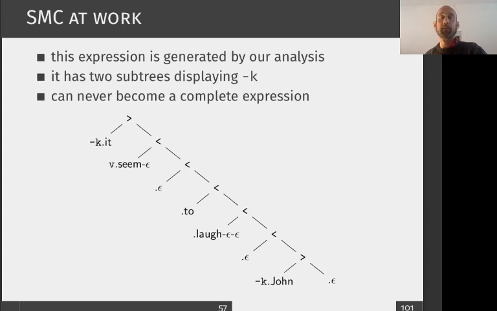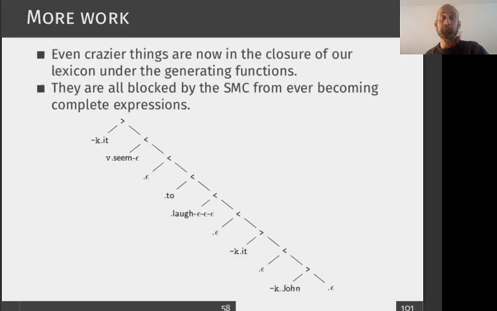Okay? This expression is also generated by our analysis. It also has two subtrees that have a minus k feature. It can also never become a complete expression. Even crazier things are in the language we generate, but they're all blocked by this constraint on movement from ever becoming complete expressions.